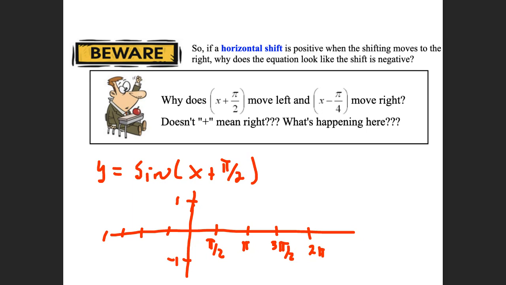Okay, so I'm going to shift my graph. I'm going to move it to the left, pi over 2. Well, guess what? The sine graph starts at 0. So I'm shifting it backwards, pi over 2. That's right here. So that means it's going to go up. It's going to come down. So my graph now is going to look like this.